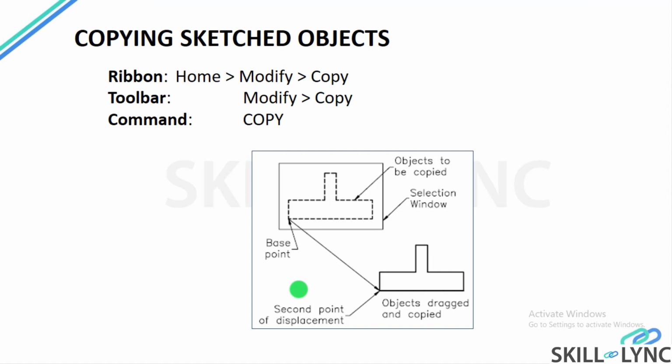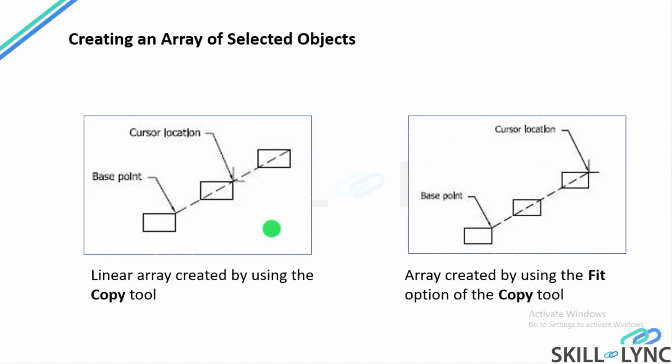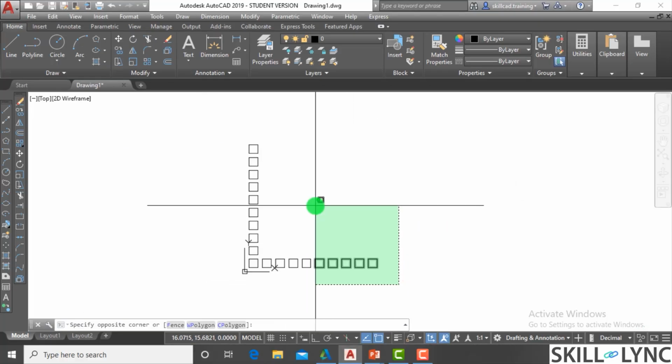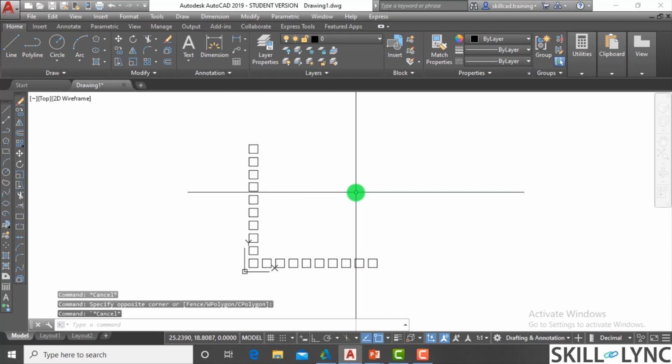So let's see the illustration that we have. So here we have this one. So array, so this is a base point, and the cursor location goes, right? Let me take you to the last option of the array tool itself. So let me undo it.